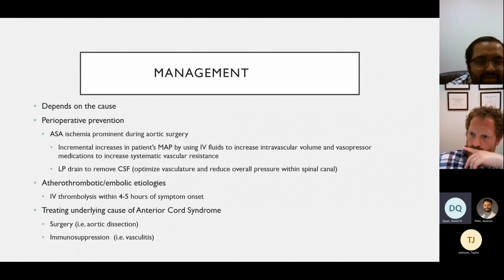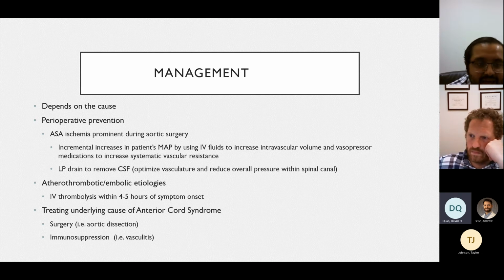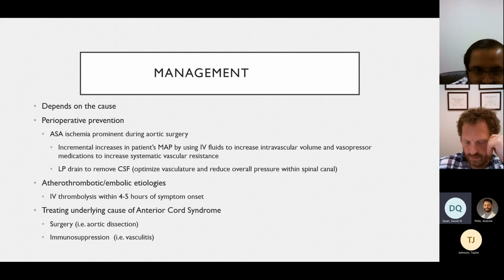Okay. Management depends on the cause, and that's going to be a very, very similar theme throughout this presentation. Now, this is one of the syndromes where the non-traumatic issues tend to be a little bit more common than the traumatic ones. Very commonly, the anterior spinal artery is ischemic, and that happens a lot during aortic surgery. As you can imagine, where the aorta is clamped, that can lead to ischemia of the anterior spinal artery. One way to manage that is by making sure you're keeping the mean arterial pressure elevated by using fluid boluses to increase intravascular volume, as well as, if needed, vasopressor medications to increase the SVR.